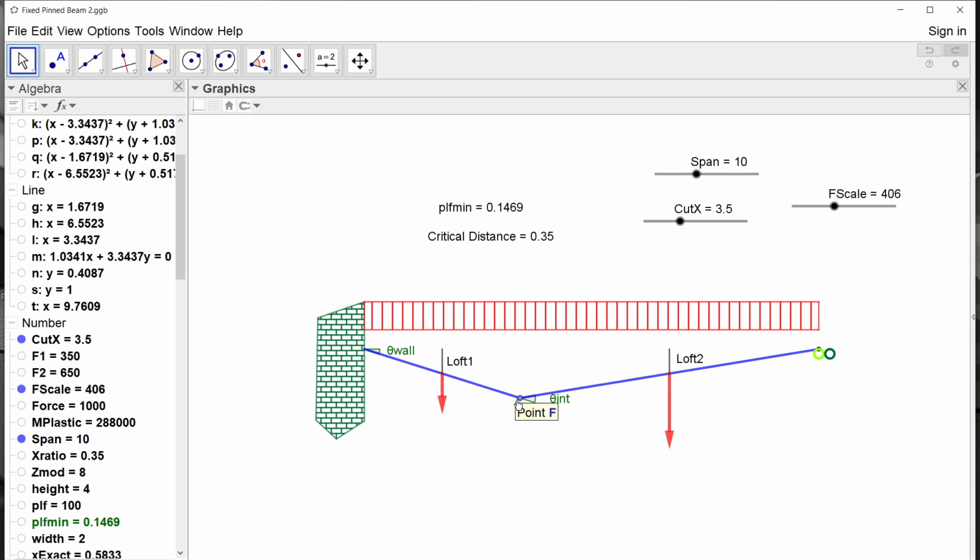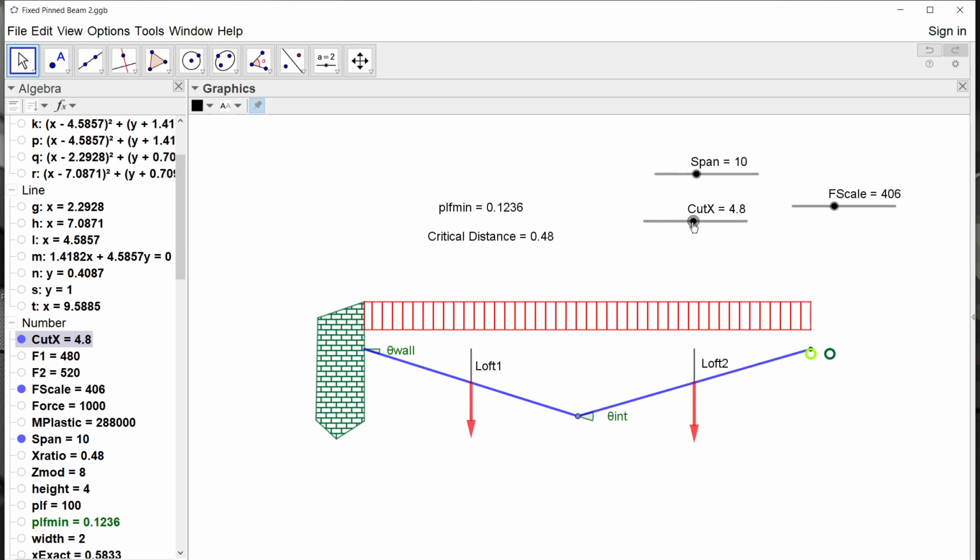And I want to do it without algebra, of course, and I want to use the modern Muller-Breslau method. So what I'm going to do is look at different cuts and investigate the force that induces the plastic moment.